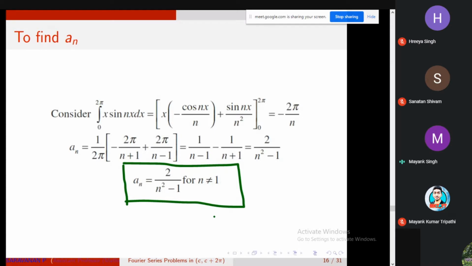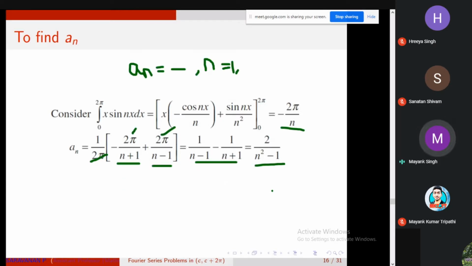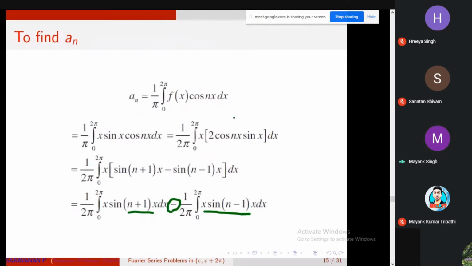Sir, in the first step of finding an, we applied the formula of twice of cos x sin y, f of x sin nx cos nx, right? In the next step, what is your f of x?